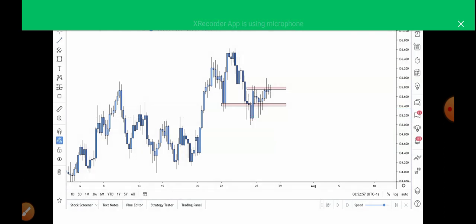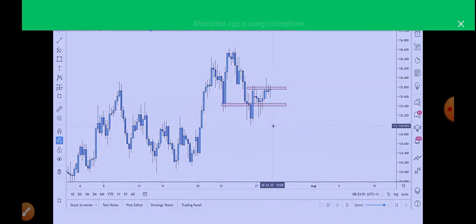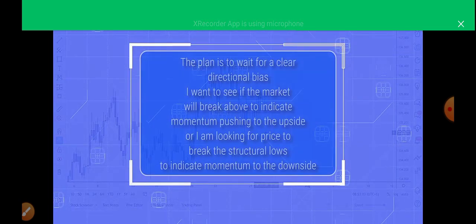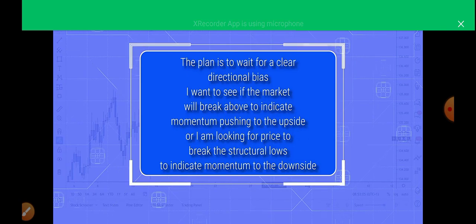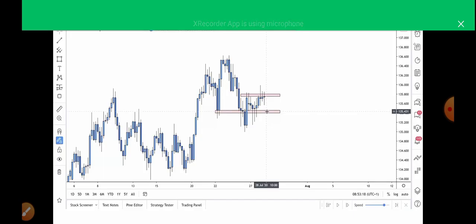So now moving forward, I have my high marked out and I have my low marked out. What is the plan now? Well, the plan is to wait for a clear directional bias. I want to see if the market will break above to indicate momentum pushing to the upside, or I'm looking for price to break the structural lows to indicate momentum to the downside. Now, clearly this is on a replay mode, because in live markets, we'd be looking at 4 hours until the first candle closes and I get my directional bias. So just work with me on this, okay?